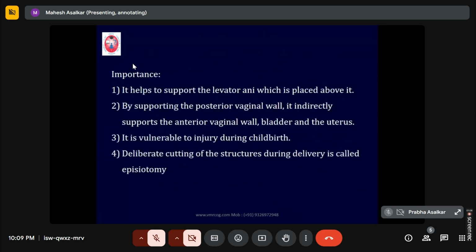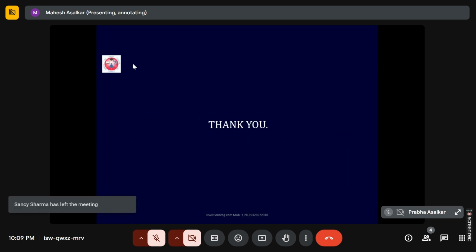Okay, what is the importance? It helps to support the levator ani, which is placed above it. Then by supporting the posterior vaginal wall, it indirectly supports the anterior vaginal wall, bladder, and the uterus. Then it is vulnerable to injury during childbirth, and deliberate cutting of the structures during delivery is called episiotomy. Okay, so that is the importance of the obstetric perineum. Okay, thank you.